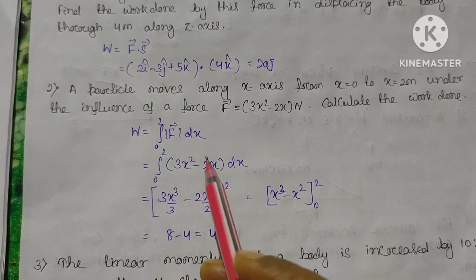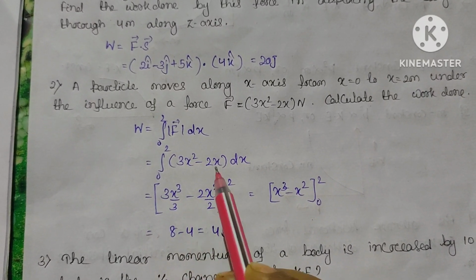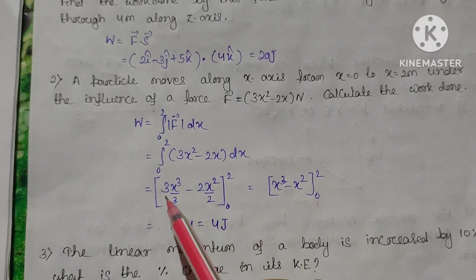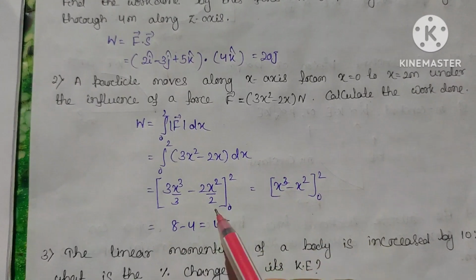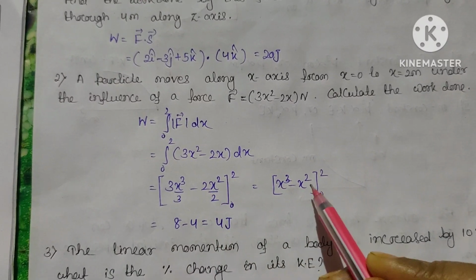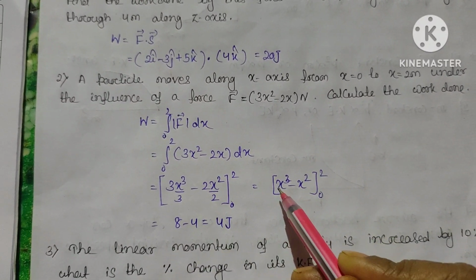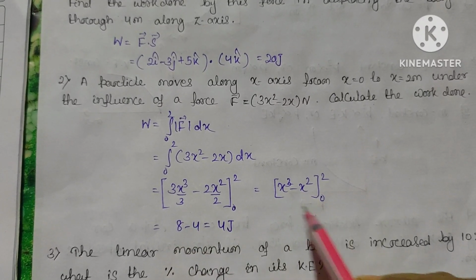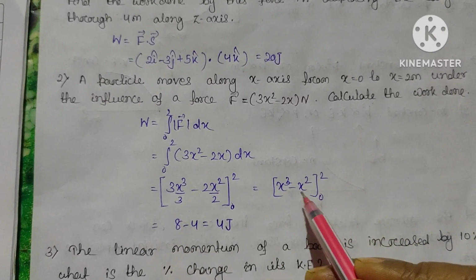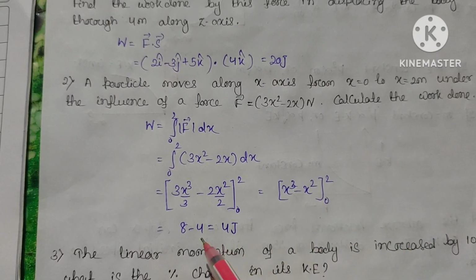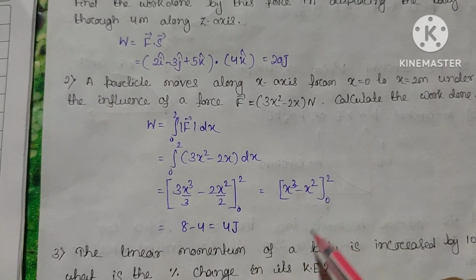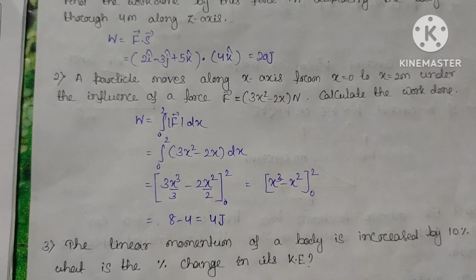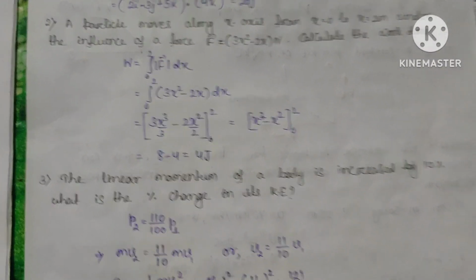So 3x square dx integrates to 3x cube by 3, minus 2x dx integrates to 2x square by 2. So 3 gets cancelled, that is x cube, minus 2 gets cancelled, that is x square, over the limit 0 to 2. So x cube means 2 cube, that is 8, and the lower limit is 0, so neglecting that, minus x square means minus 2 square, that is 4, and also neglecting the lower limit, we will get 8 minus 4 equal to 4 joule. So this is the work done.